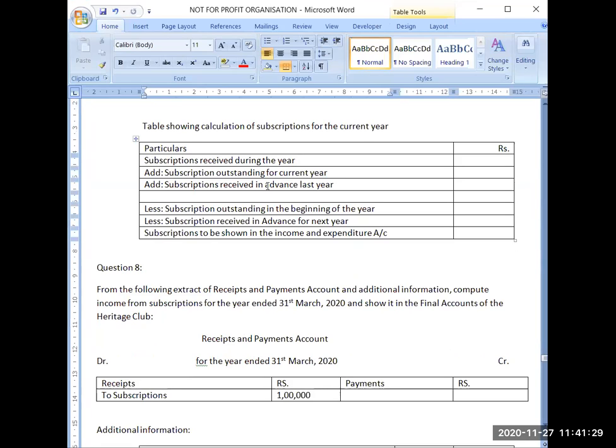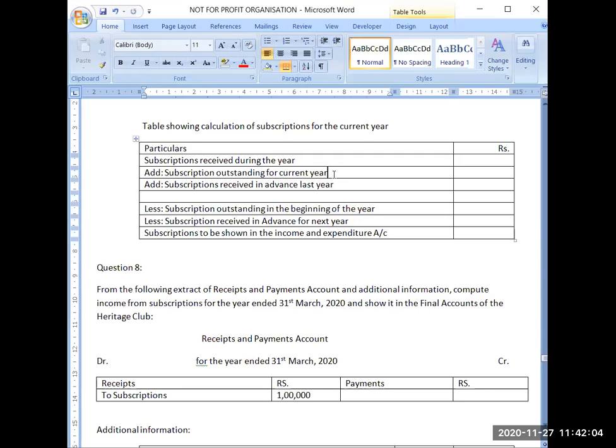And out of that subscription received during the current year, we have to add 2 adjustments and we have to subtract the 2 adjustments. Which 2 will be added? The first thing is that the current year subscription outstanding, the amount which should have been received in the current year as current year subscription, if it is not received, that will be termed as outstanding subscription of current year. That will be added because it is the income of current year.